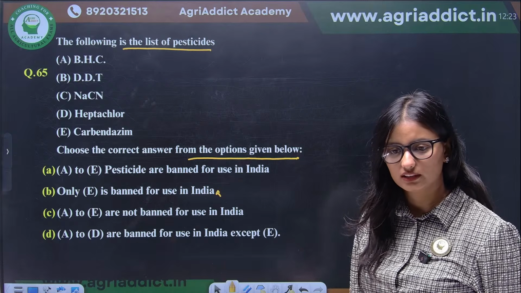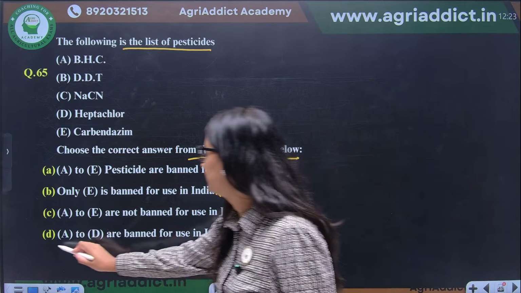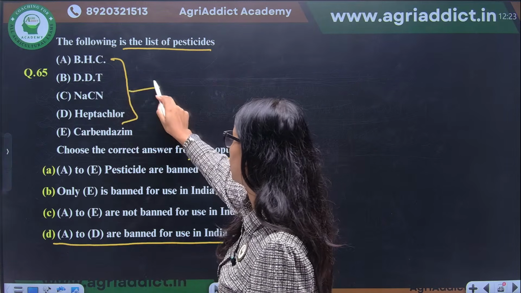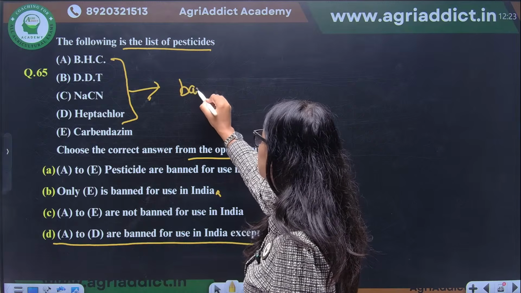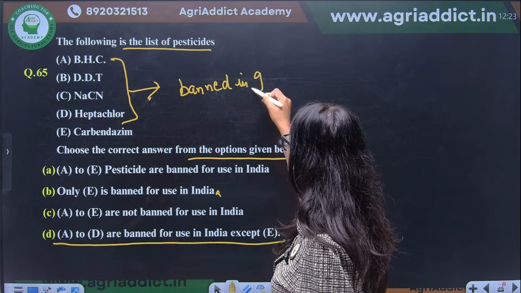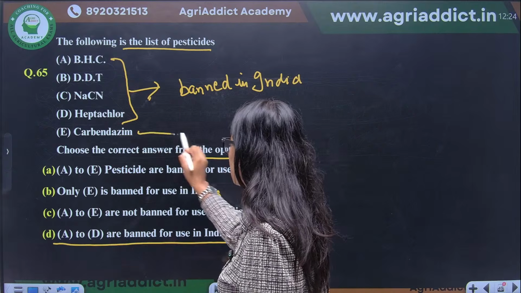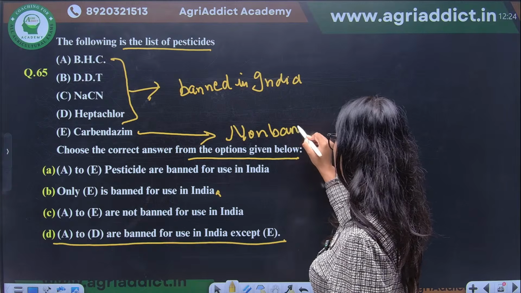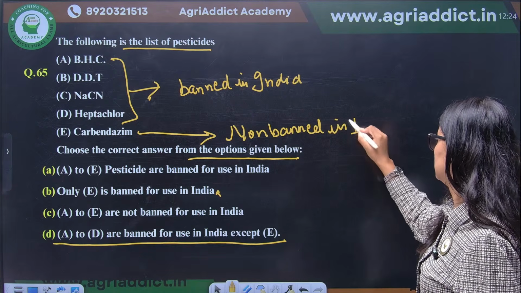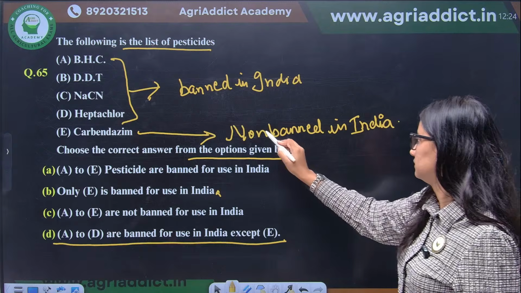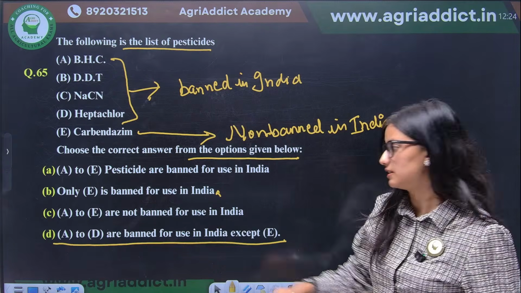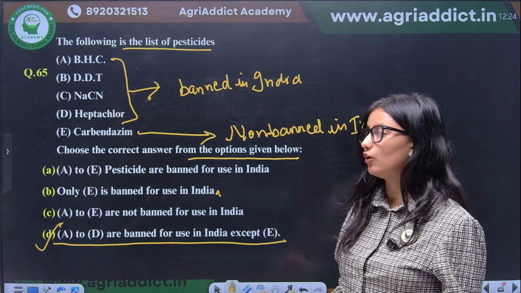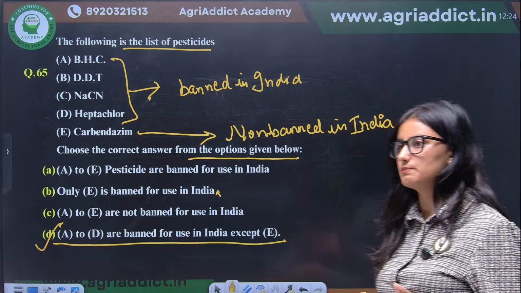No, B is not, DDT is banned. Yes, so answer D है हमारा. Okay, ये सारे BHC, DDT, NaCN and heptachlor, these all are banned in India. Except carbendazim, we are using carbendazim. It is not banned in India. Clear? So answer D will be correct. That is, A, B, C, D all are banned in India, but this carbendazim is not banned in India.